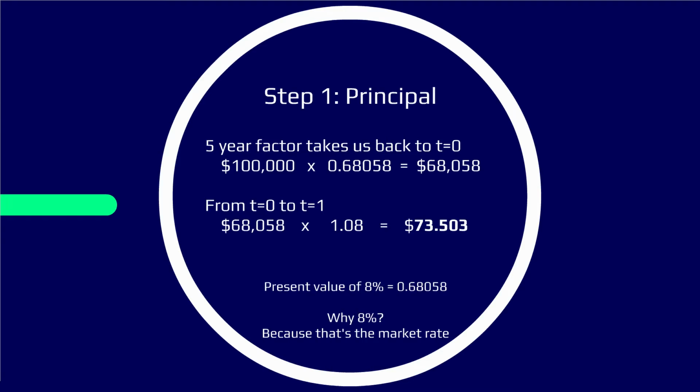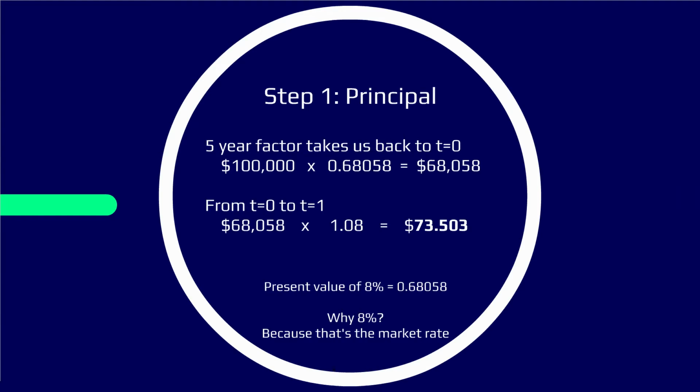$73,503. Now, how do we know that we should use the 8% factors that they've provided us? Well, we know because they've told us that this is the market rate. So anything that's being discounted back to a present market value has to be discounted and future valued at the 8% market rate.